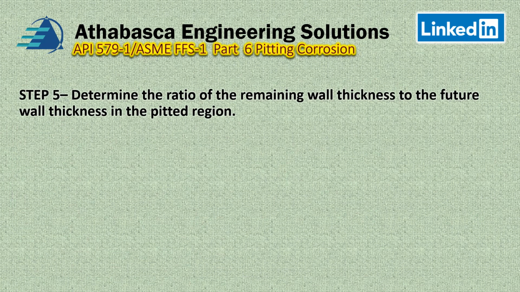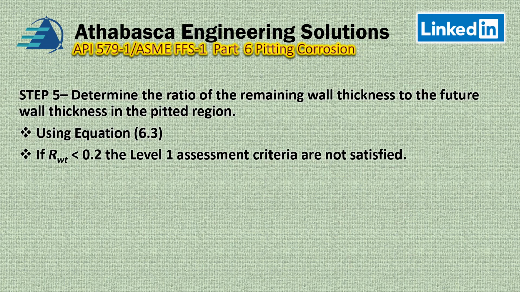Now step five is a bit of a screening process. So we determine the ratio of the remaining wall thickness to the future wall thickness in the pit region. Basically, if we use equation 6.3, there's a criterion: if our RWT is less than 0.2, then a level one assessment is not satisfied. So you need to meet this criterion before this level one assessment is a valid study. Otherwise you need to proceed to level two or three.